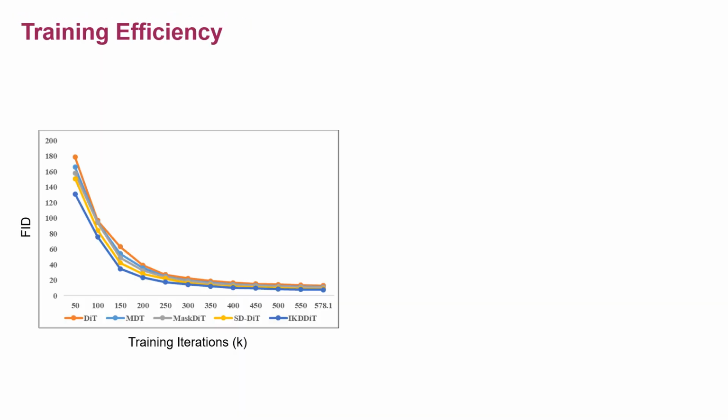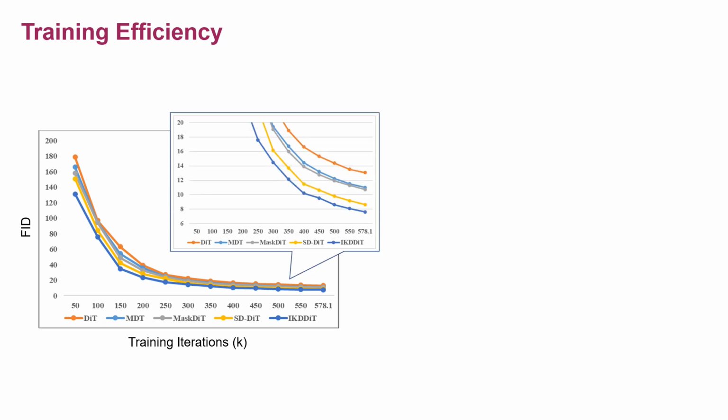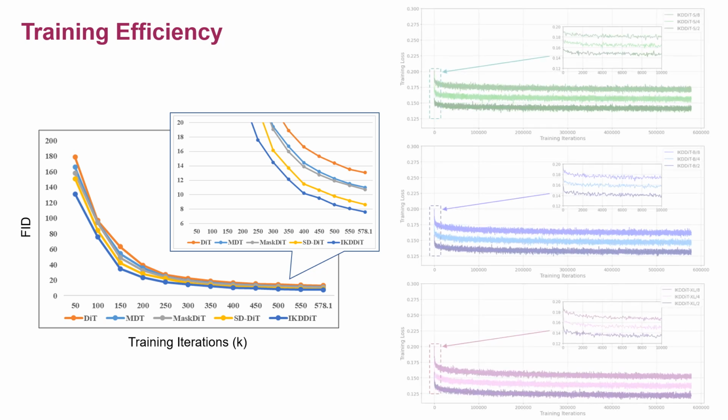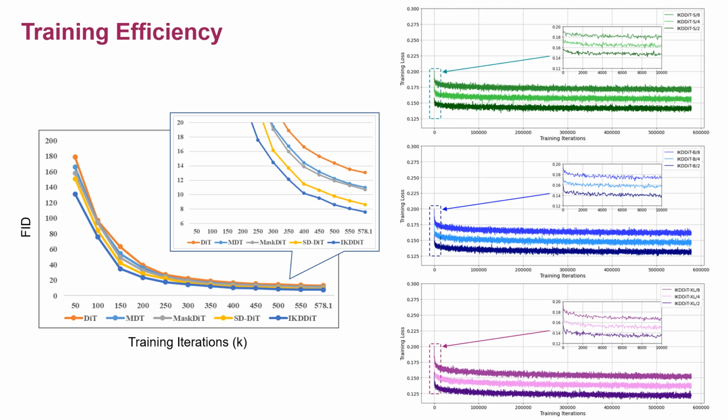We compare the training efficiency across different models. IKDDiT converges faster and achieves lower loss than DiT, MDT, and MaskDiT. For small, base, and extra-large versions, IKDDiT consistently shows stable convergence and lower errors, making the training both more efficient and more robust.